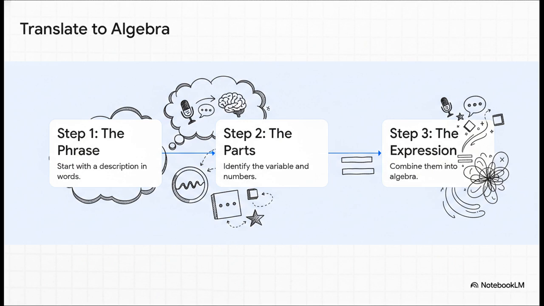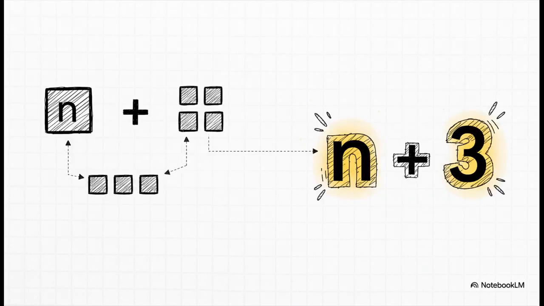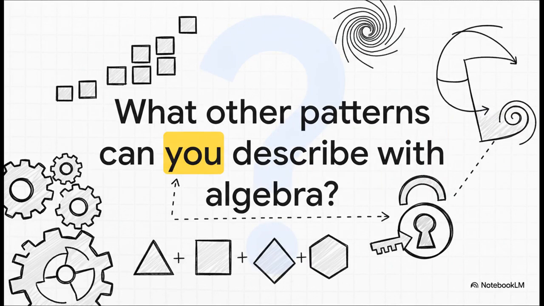So now that we know these basic building blocks, the variable, the coefficient, and the constant, we can do something incredibly powerful. We can start translating plain English phrases directly into the super concise language of algebra. For example, let's take a simple phrase, 3 more than n. How would we write that using the building blocks we just learned? It just becomes n plus 3, and that's it. We just translated a normal phrase into a clean, powerful mathematical expression. This skill is the absolute core of what algebra is all about, and it lets us solve some unbelievably complex problems.